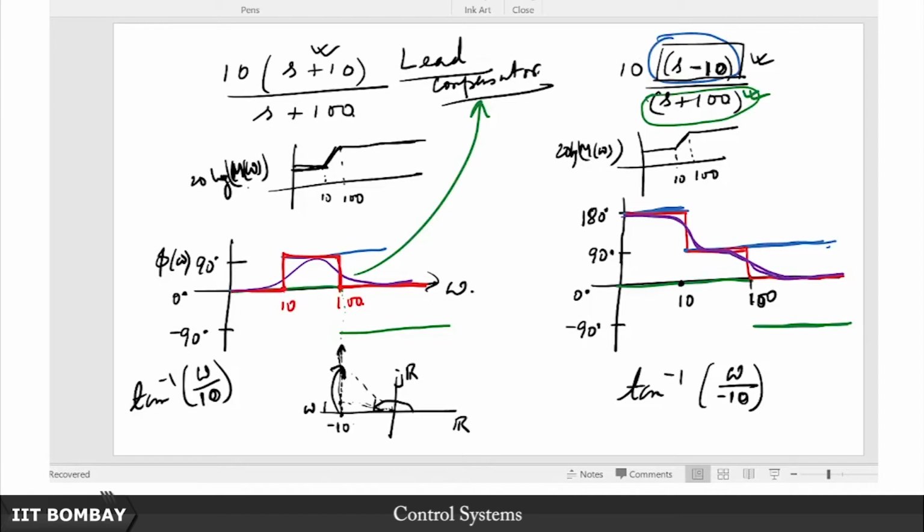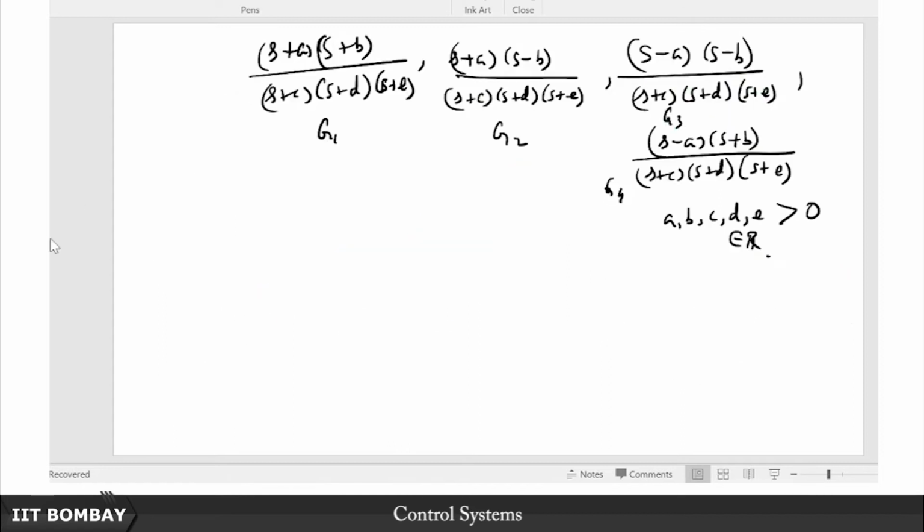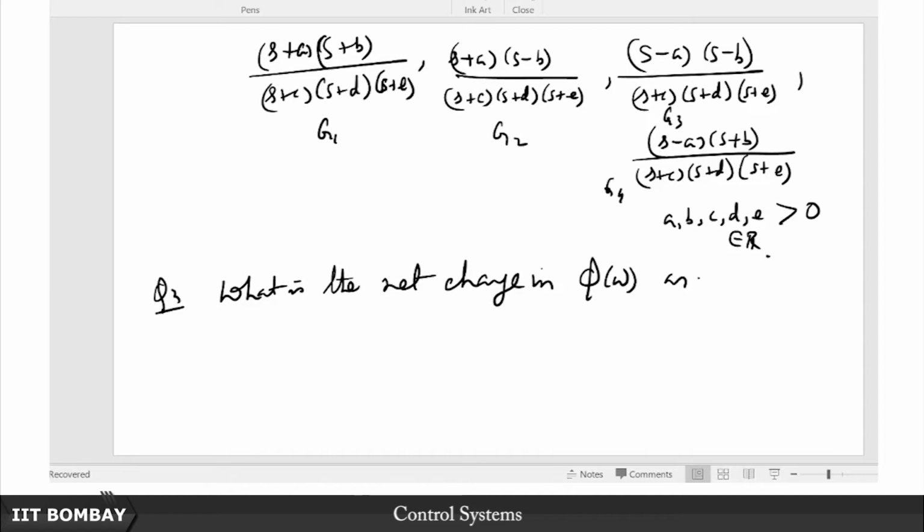Now you look at this plot here. How many poles and zeros does this have? This has 1 pole and 1 zero. This also has 1 pole and 1 zero, of course, that is why they have the same magnitude plot. But you see, what is the net change? So this is the pertinent question: what is the net change in phi of omega as omega goes from 0 to infinity?